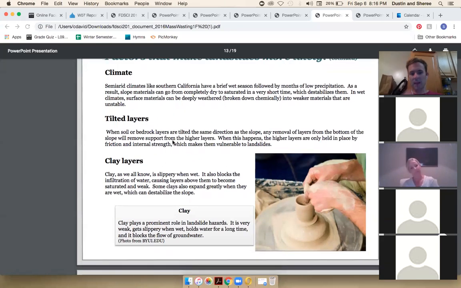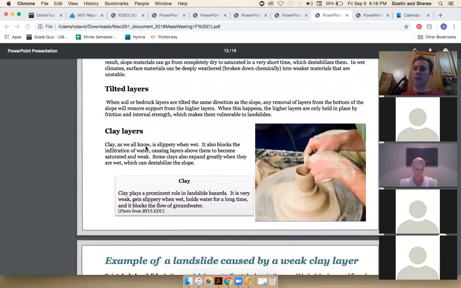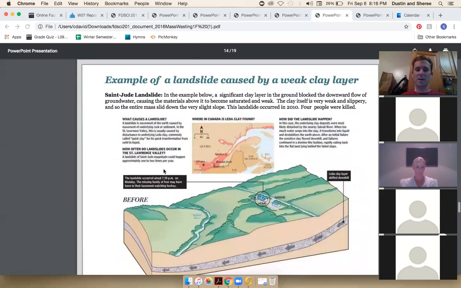Okay, tilted layers are the same. You tilt things, you've got a layer here that it can break along, and gravity can just naturally pull it down. Typically clay layers are those areas that'll break along.